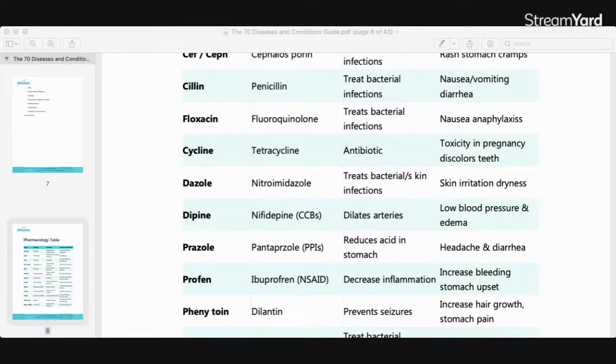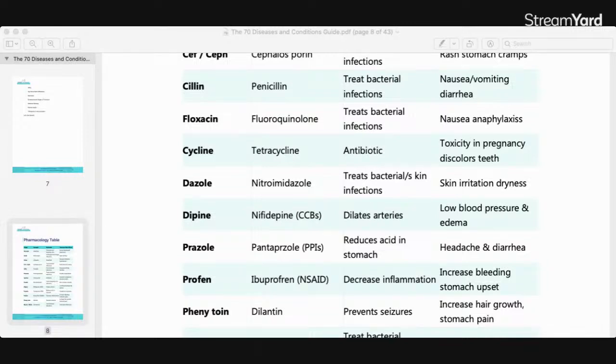Then the next one we have is, oh, you know what? Let me skip ahead to the next one, nifedipine. Nifedipine is a calcium channel blocker. When you're learning blood pressure medications or just any type of medications, you have to pay attention to how the drugs work, so that way you can easily differentiate between one over the other.